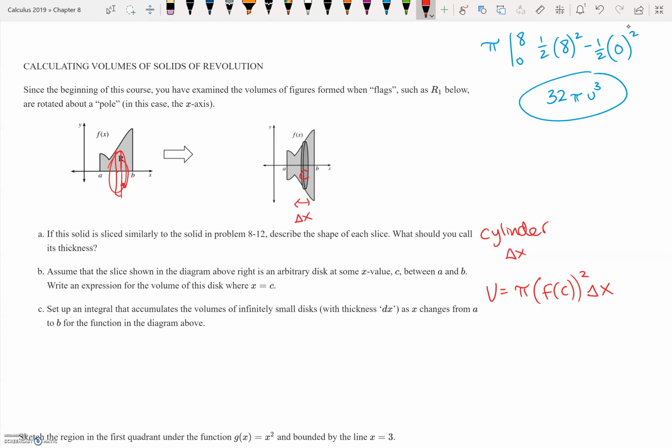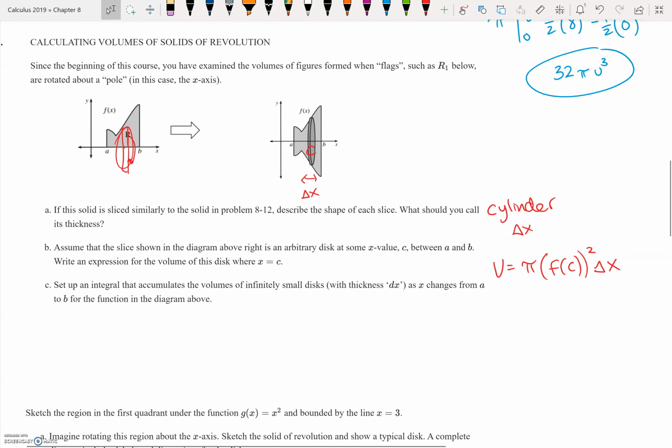Set up an integral that accumulates the volume of all of these disks. So we're going from a to b. So we'll say a to b. That's going to be our starting and our end point. It is a cylinder, so it's pi r squared. But since it's going to be r, we're going to say f of x squared. So whatever function is making this graph, we'll say that's f of x. So pi f of x squared, and then dx.